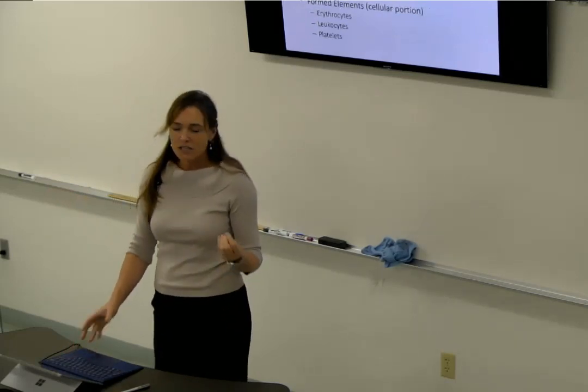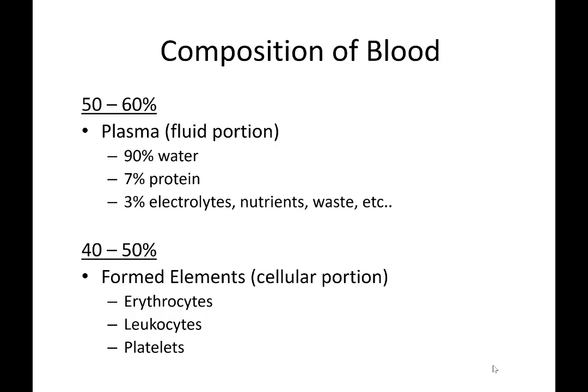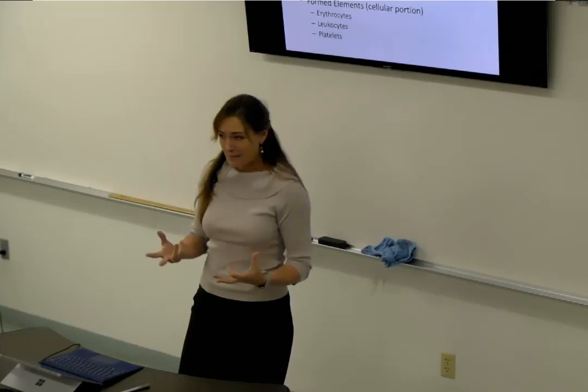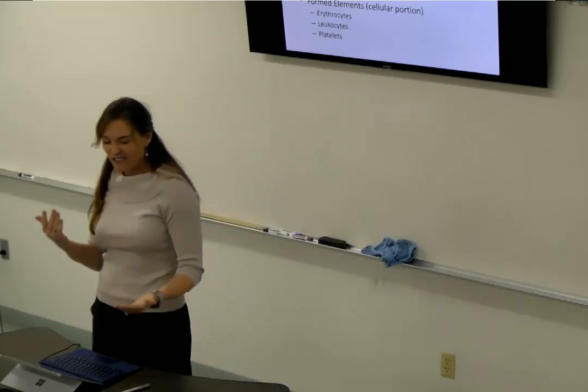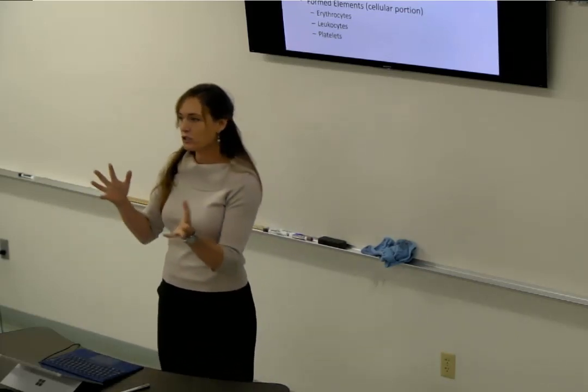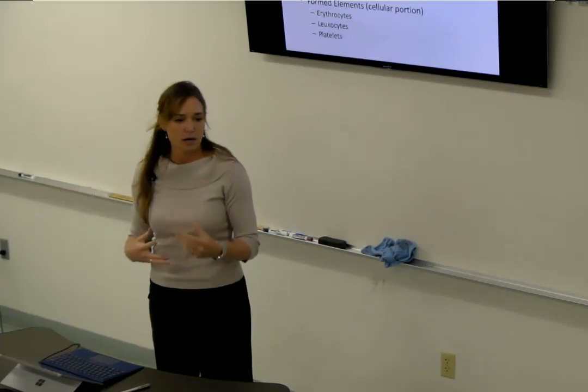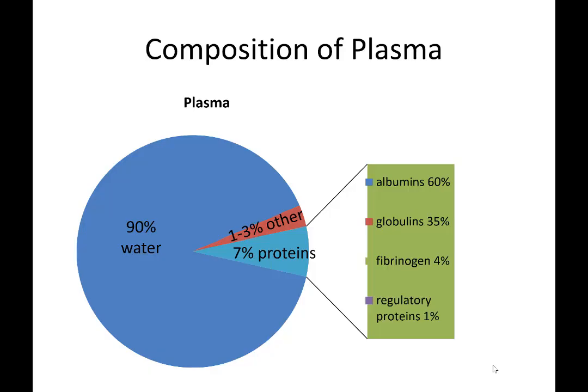So the composition of blood is roughly 50-50 plasma, kind of liquidy components, versus cellular components. So the cellular components are the formed elements. They're at the bottom of the slide here. Those are the cells: red blood cells, white blood cells, and platelets. So we're going to cover the plasma first. So it's roughly 50 to 60%. So half to more than half is really going to be our plasma. So we'll go into the plasma specifically.